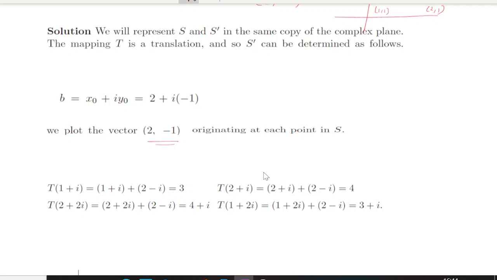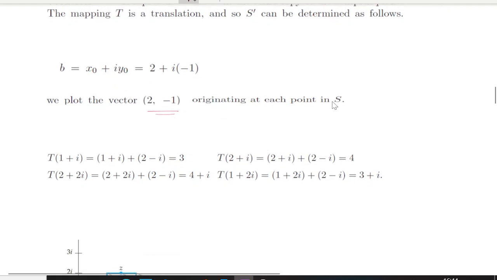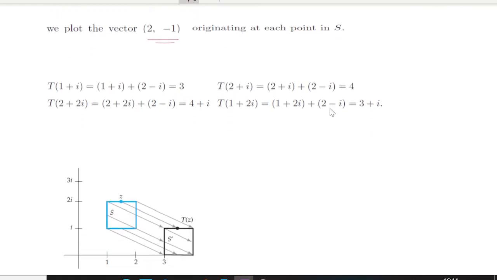The next one, T of 1 plus 2i, is moved to 3 plus i. So we want to put this in your figure. The points are: the first one is 3, so 3 means (3, 0) will come, right? So we want to translate the point (1, 1) to the point (3, 0).